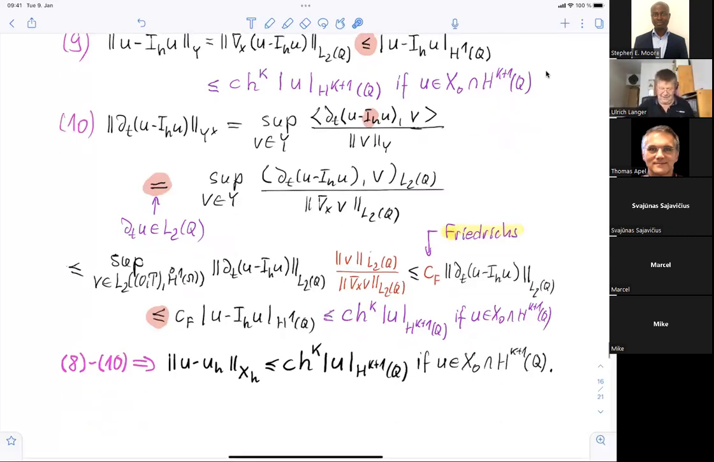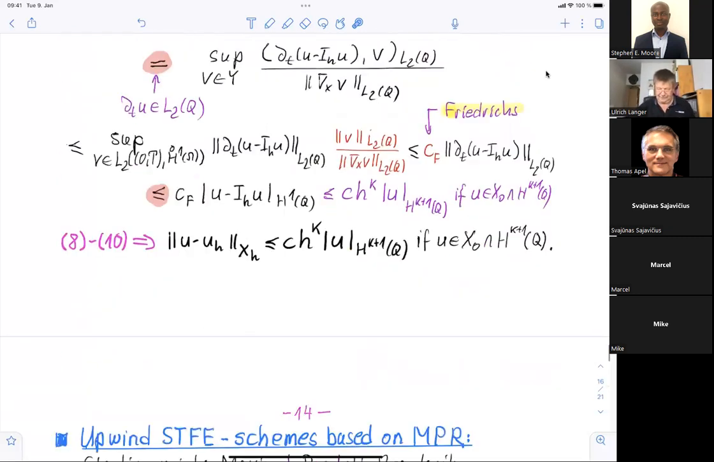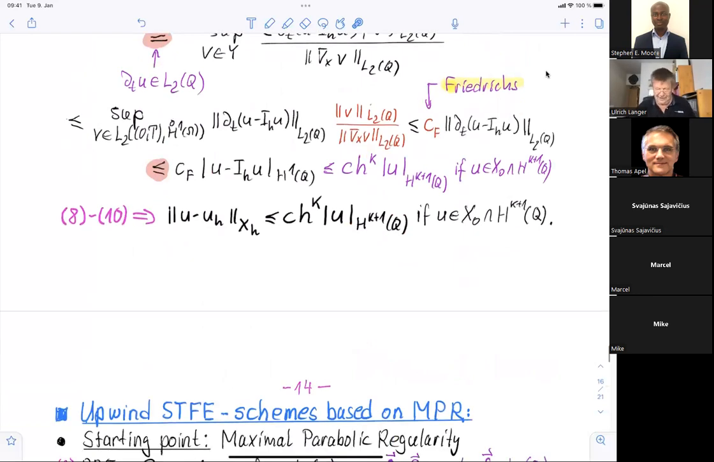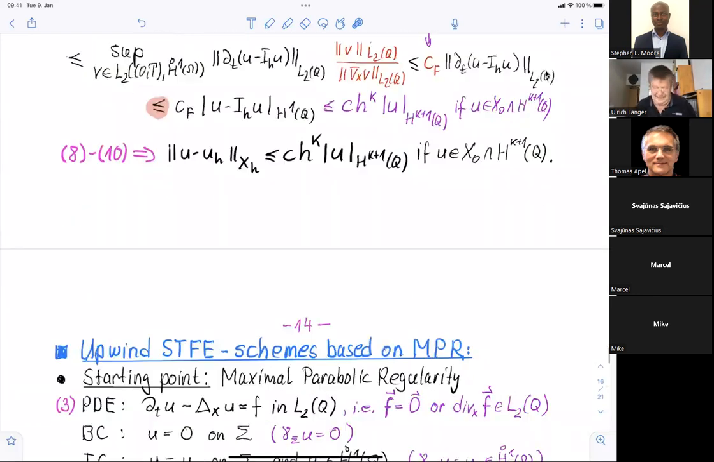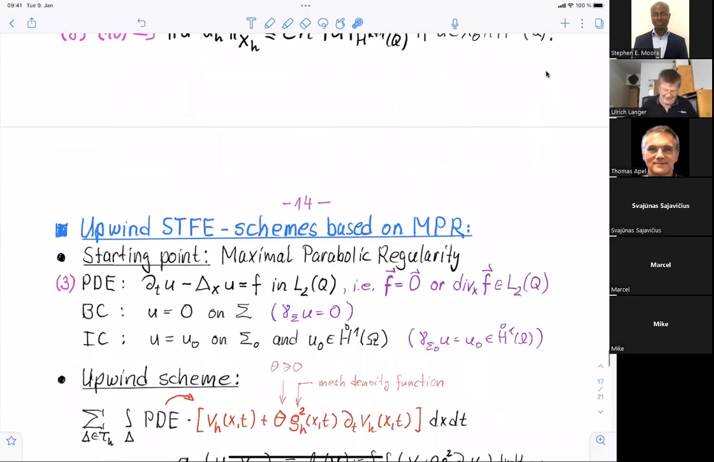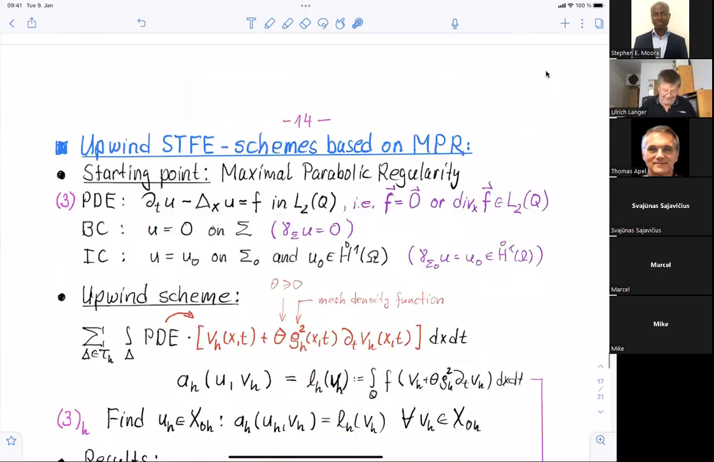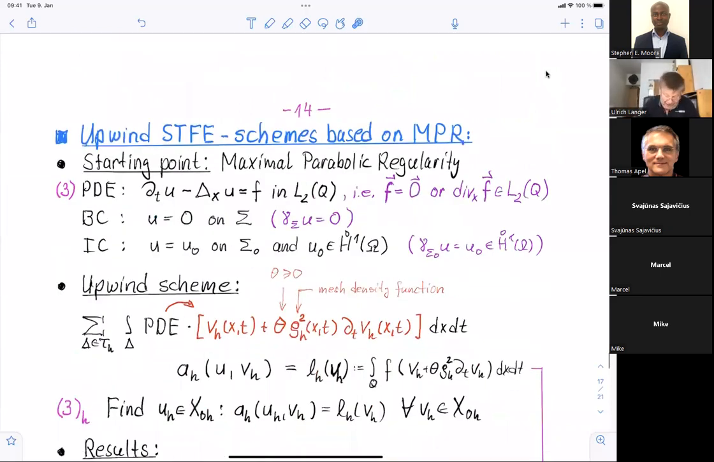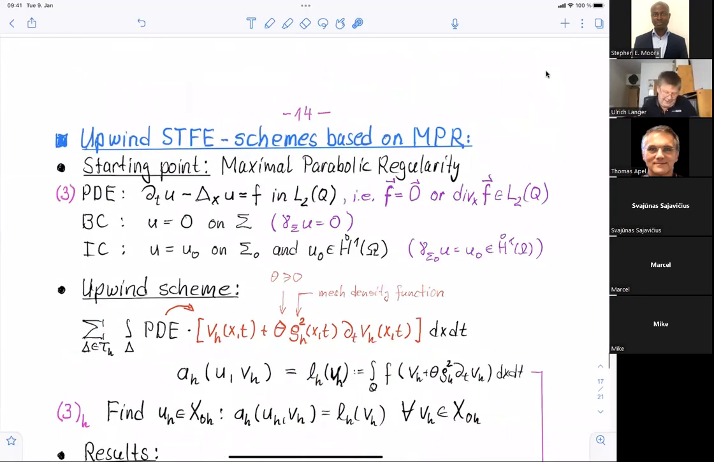Now, I did this work with Stephen Moore, in the PhD thesis, an upwind scheme for IGA even. Upwind space-time finite element discretization. The starting point is maximal parabolic regularity. You must have maximal parabolic regularity.